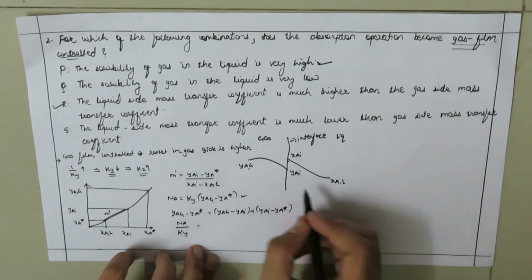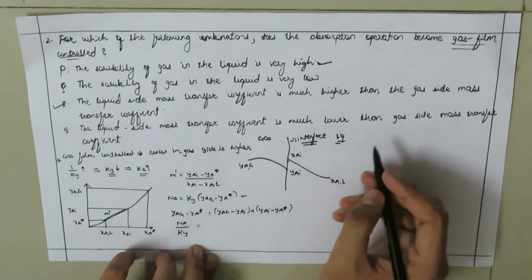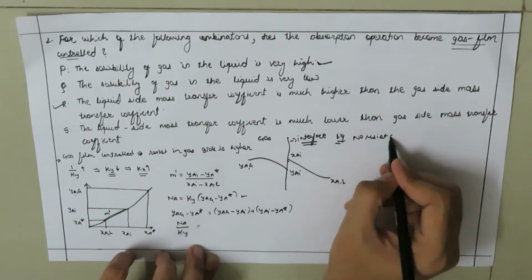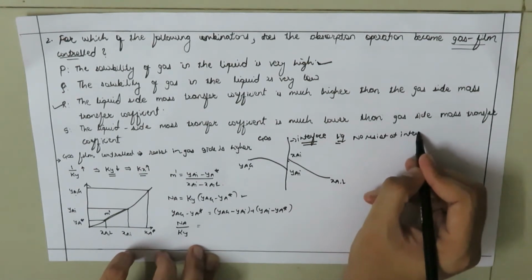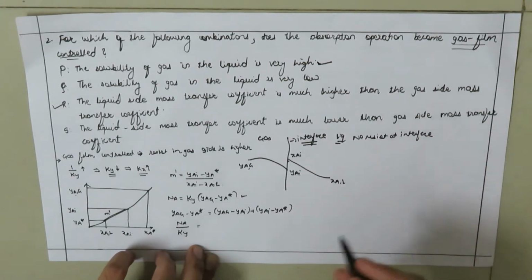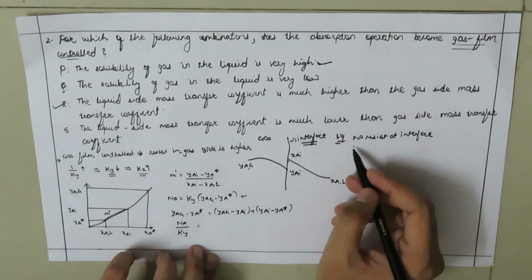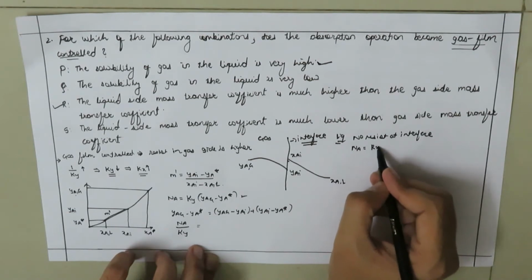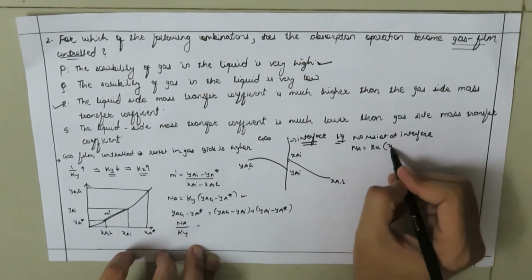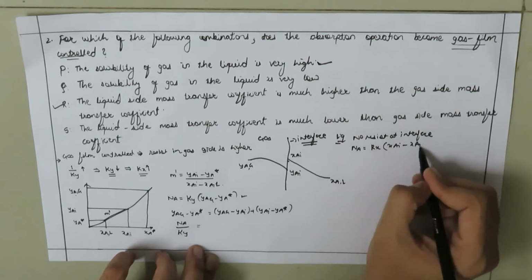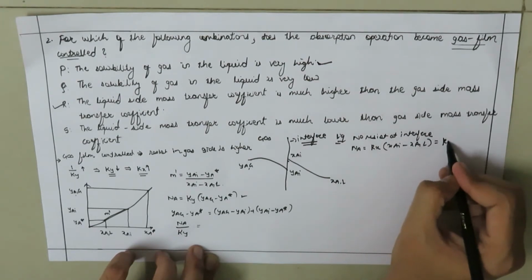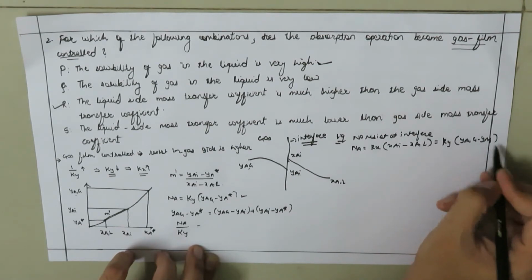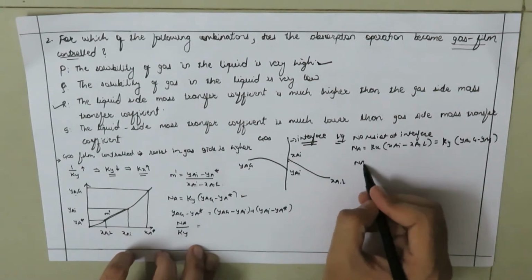So this can be written as, and we know that at the interface we assume that there is no resistance at interface, and the diffusional flux in the gas is equal to the diffusional flux in the liquid, which means NA is equal to small kx times xAi minus xAL, which should be equal to ky times yAG minus yAi.